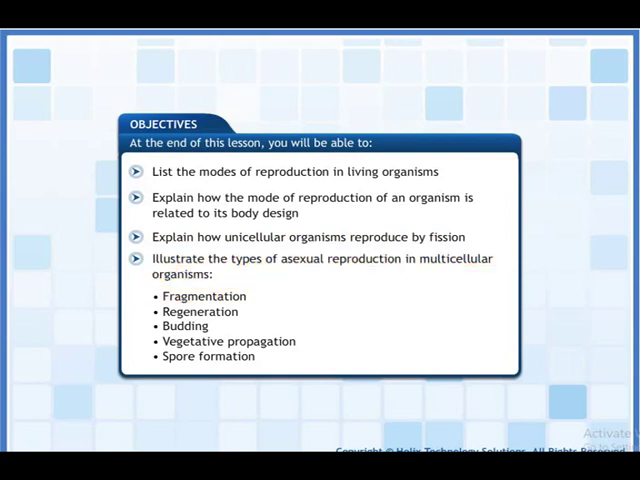Fragmentation, regeneration, budding, vegetative propagation, and spore formation.